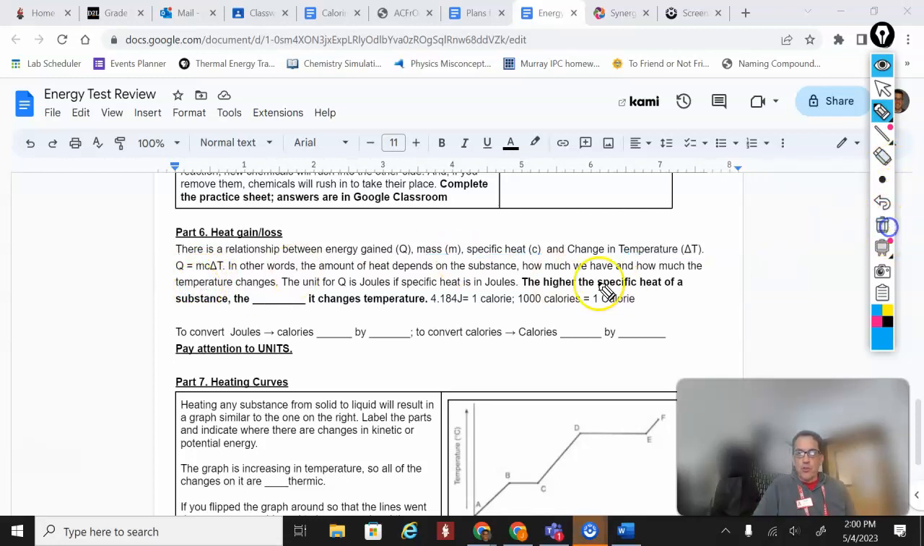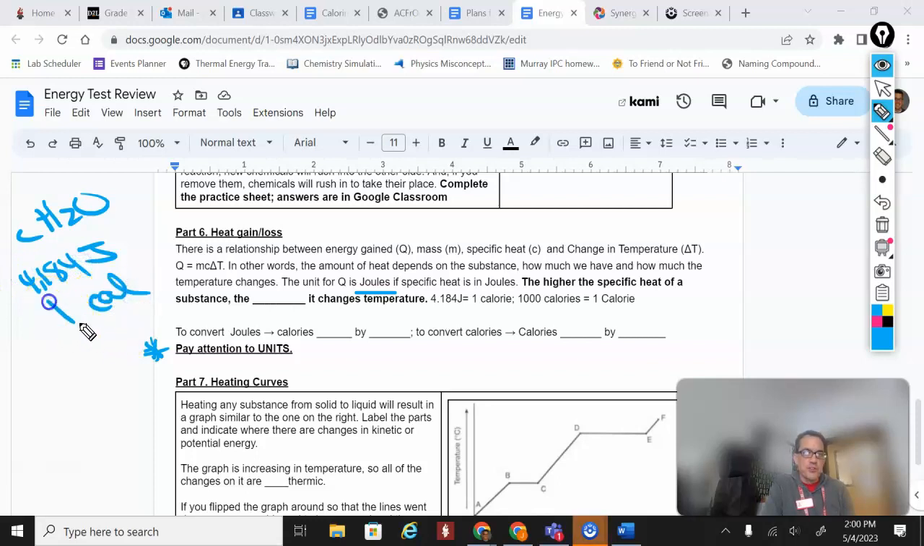Also keep in mind what the units are. Q is generally in joules, and that's if your specific heat is in joules. Sometimes your specific heat could be in calories. So that's one of the things I have down here. It says pay attention to the units. So for example, and this is on the back of your periodic table, if you need the specific heat of water and it's in joules, then we use the number 4.184. However, if it's in little c calories, we only use a 1.